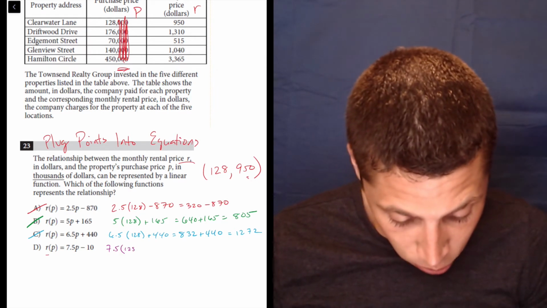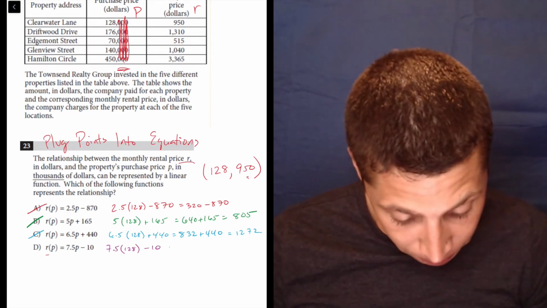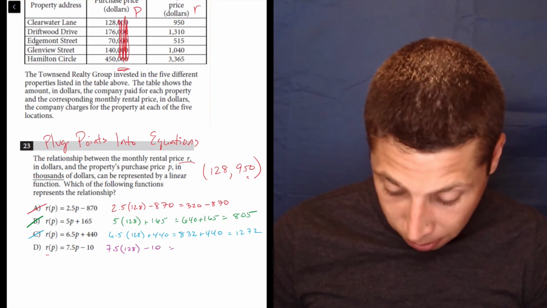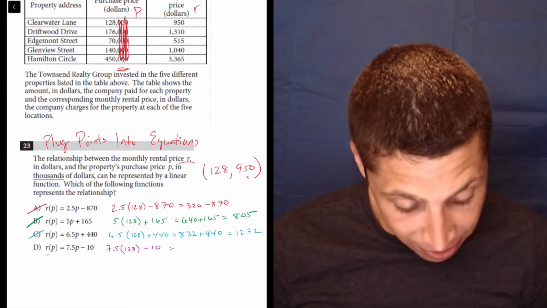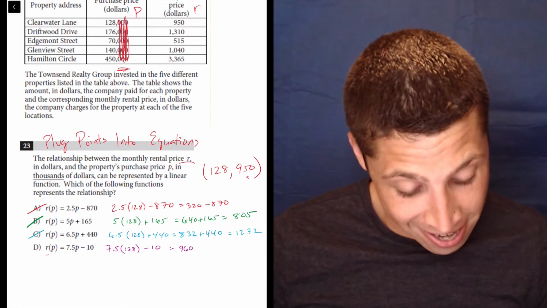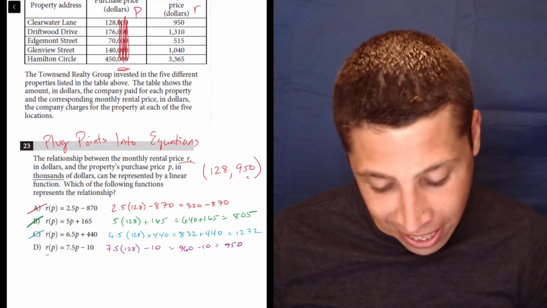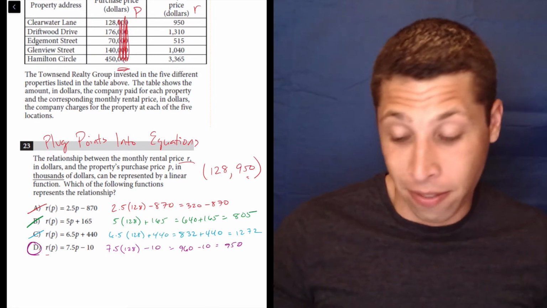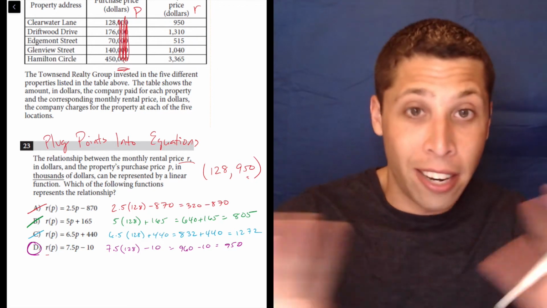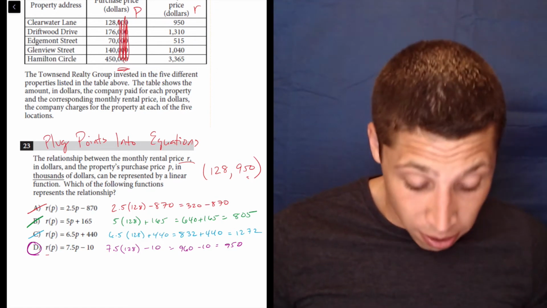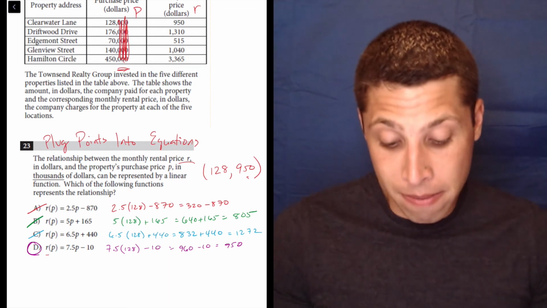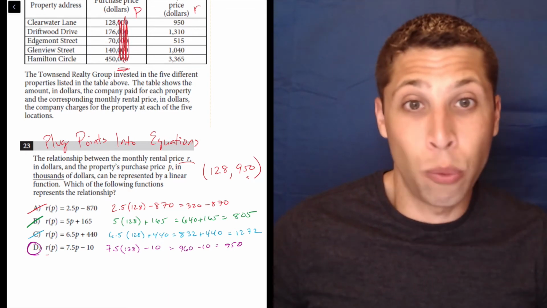I don't know, but I'm going to hope. 7.5 times 128 minus 10. 7.5 times 128 is 960, minus 10. Don't even need the calculator for that. It's 950. Now look, we're done. I don't need to check any of the other points. I could, but I don't need to because nothing else worked, right?